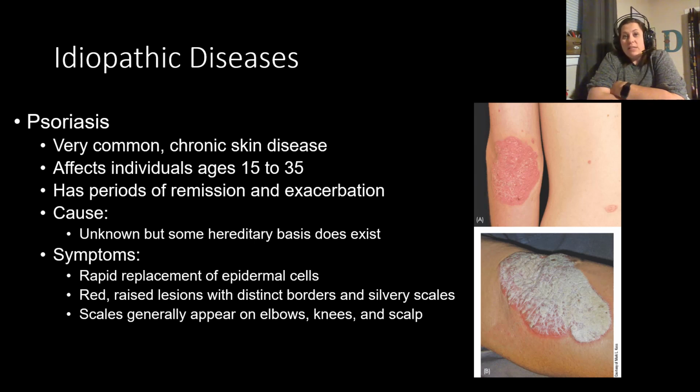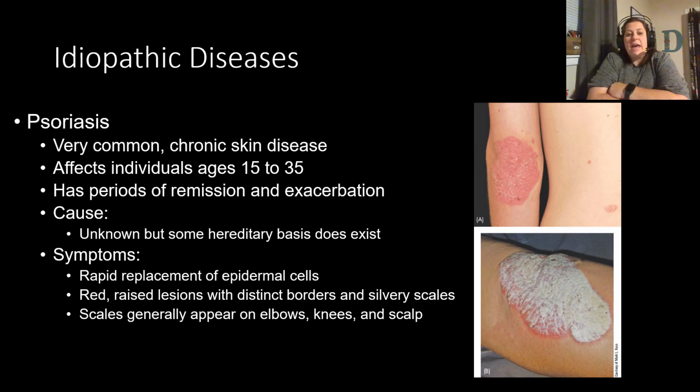With psoriasis, we do see times where the patient has remissions, where there's not a lot of problems with it, and other times there's huge exacerbations. Since this is idiopathic, the cause is unknown, but again, we do feel there is a hereditary basis. Symptoms are rapid replacement of epidermal cells. Now, the problem here is not that they're rapidly replacing the cells, it's that the old cells are not sloughing off at the same rate. And so because of this, that epidermal layer gets thicker.